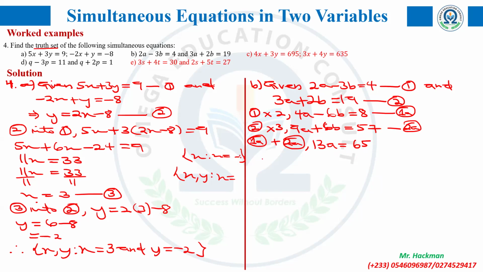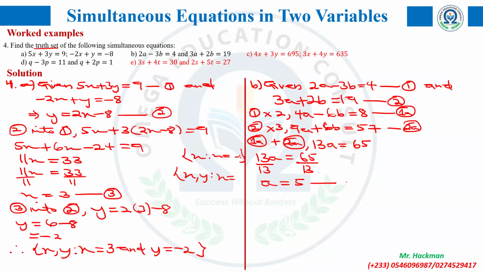So now we write it again before we divide. 13a is equal to 65, over 13 over 13. So we are going to get what? A is equal to, 65 over 13 will give us 5. Am I right? So A will be equal to 5.